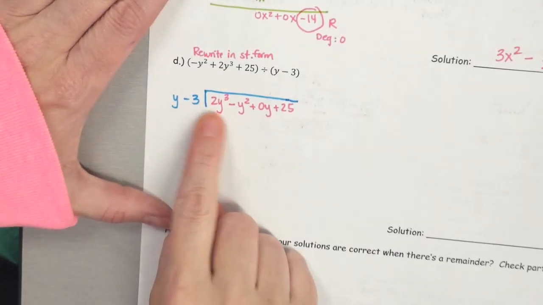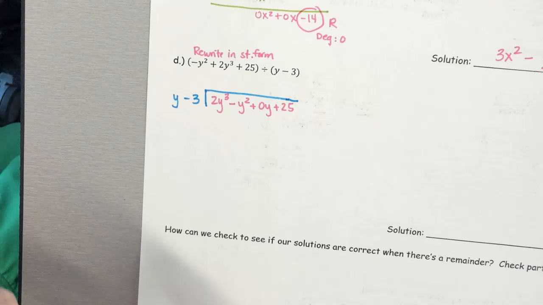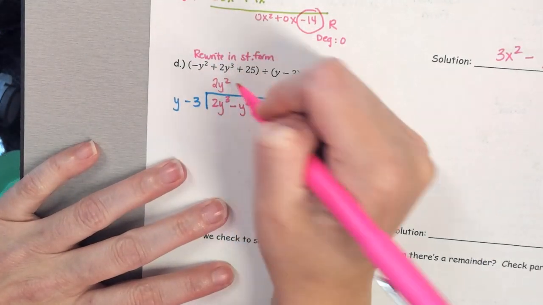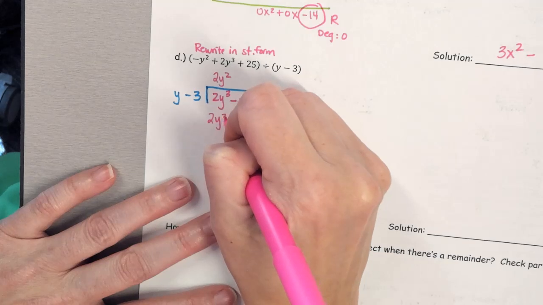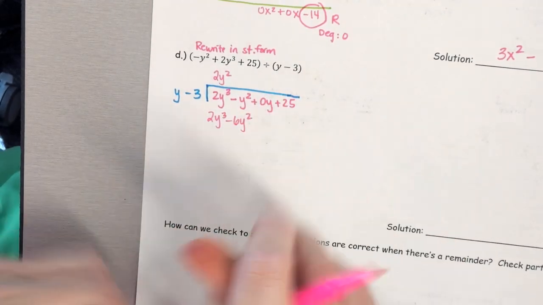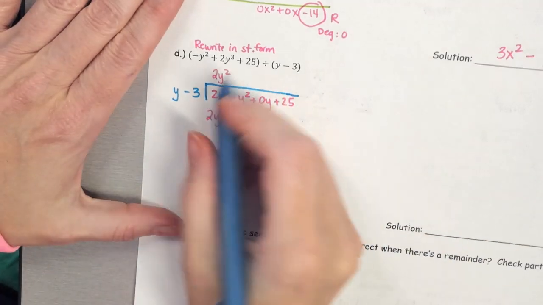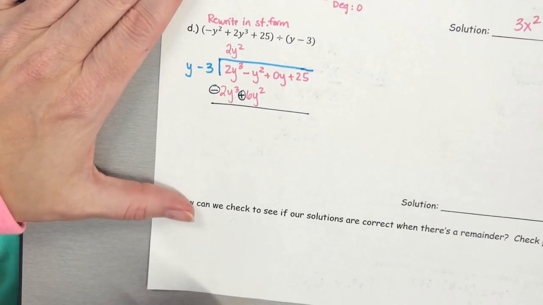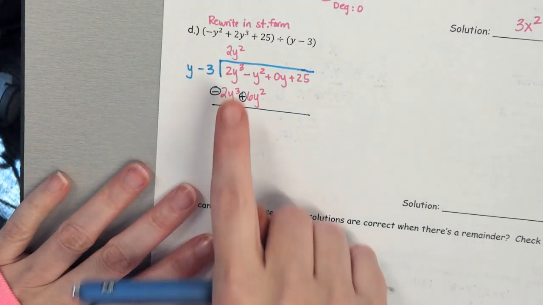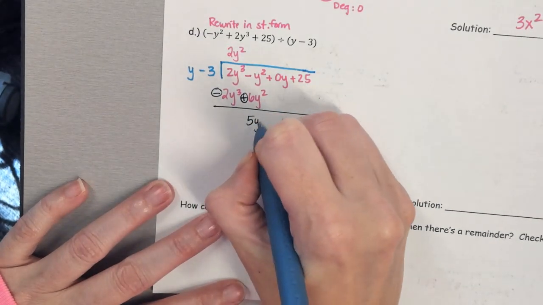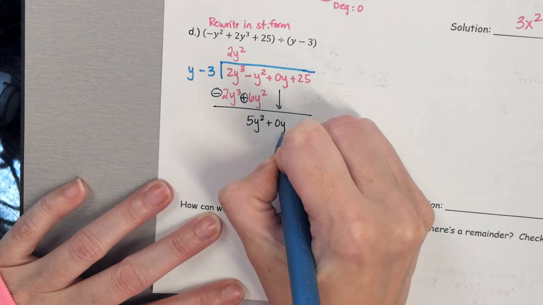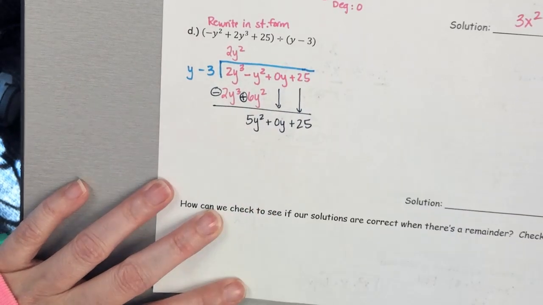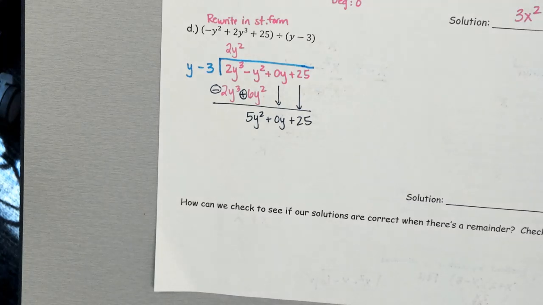Okay, so then when you do 2y cubed divided by y, you should have got 2y squared. So when you distribute, you have 2y cubed minus 6y squared. Okay, from there, we're going to distribute that negative. So minus, and then minus a negative becomes plus. Okay, so then here we have negative 1 plus 6, so we'll have 5y squared. And then we're going to drop down the 0y and the 25. Right? Because we have the 5y squared, so we're going to drop both those down. And then we're going to do this again.